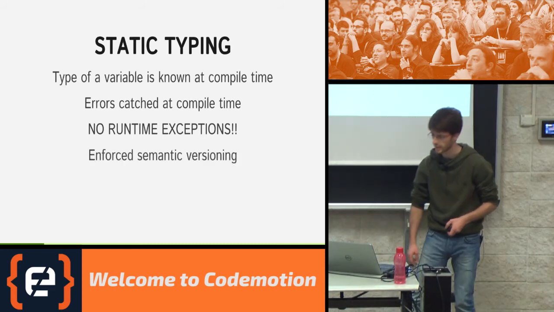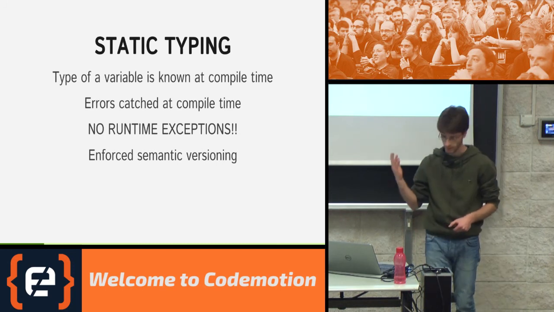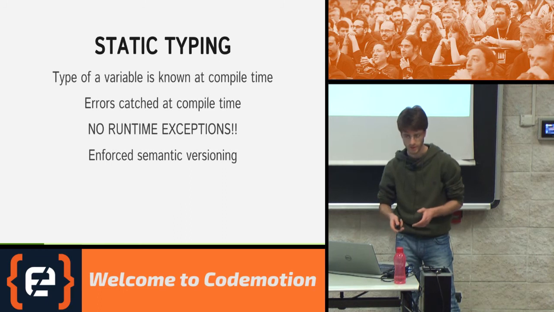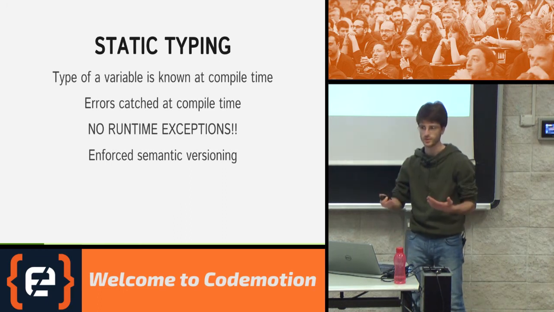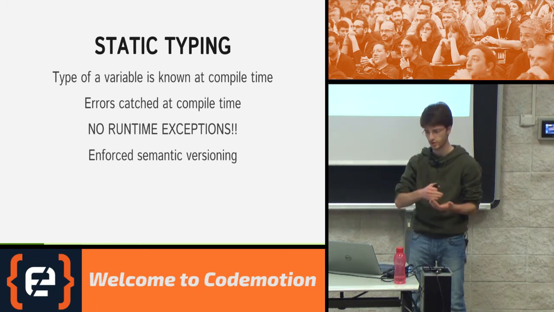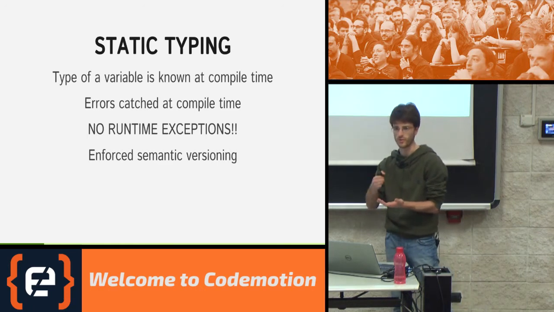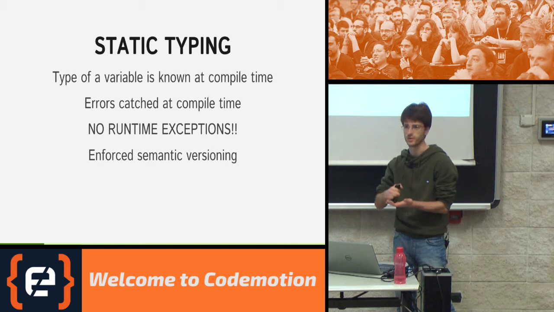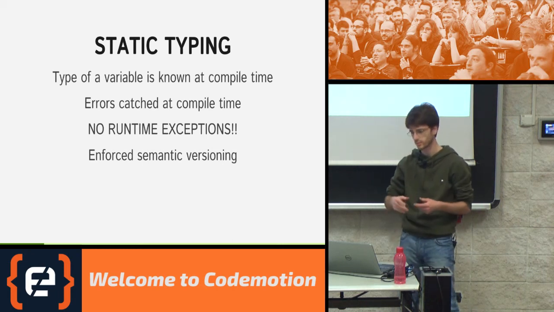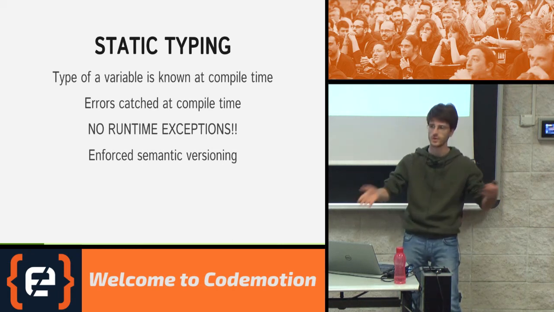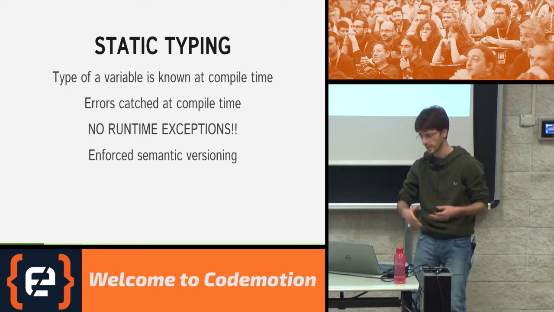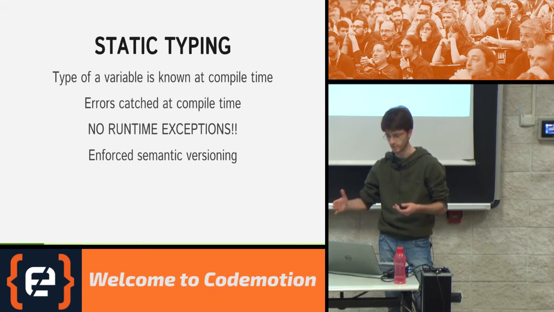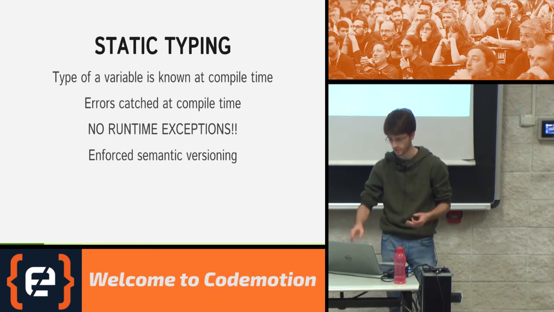And moreover, static typing also enforces semantic versioning. So when you want to release a new version, if you just change the signature of one of your functions, you must release a new version. So this helps when you use NPM and you get new versions of things. You are assured that the signature of the function you're using didn't change.